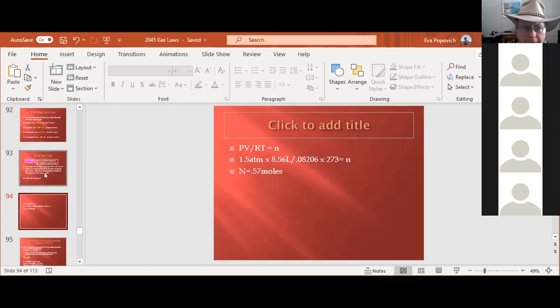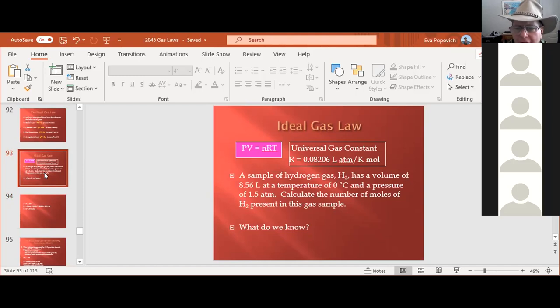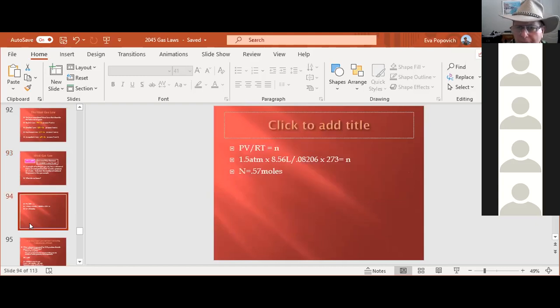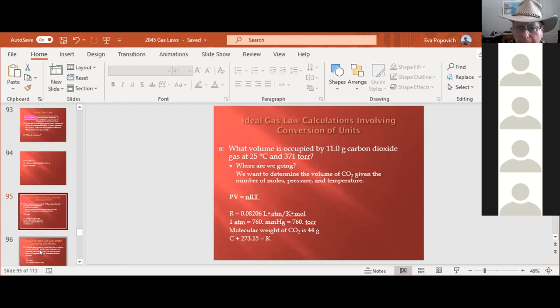The biggest pain here when professors give you ideal gas laws is they usually give them to you where you do not have liters. You have to convert the volume to liters, pressure to atmospheres, Celsius to Kelvin, and you end up with moles. To use this constant, you have to convert your volume to liters, your pressure to atmospheres, and your temperature to Kelvin. I plug everything into that equation, and I end up with 0.57 moles. Again, the biggest pain. What volume is occupied by 11.0 grams carbon dioxide at 25 C and 375 torr?